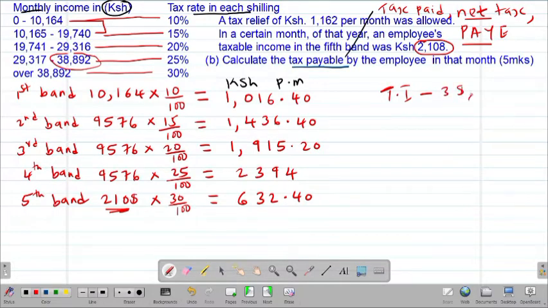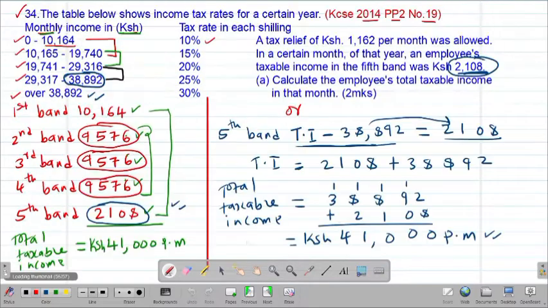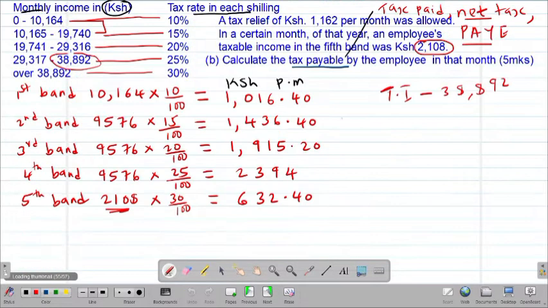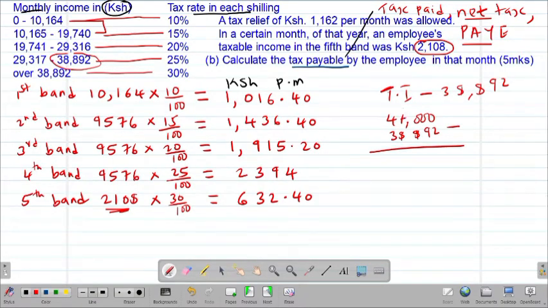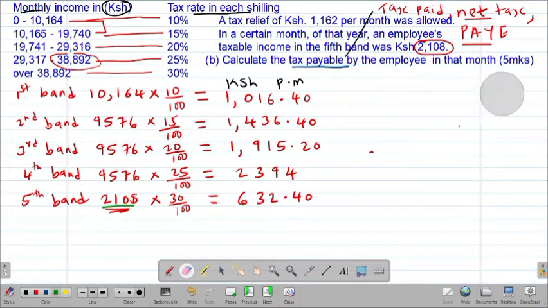38,892. Since we already have the taxable income, which was 41,000 shillings, it means that we are taking 41,000 shillings minus 38,892. You find the difference between these two. Of course, this will be 0. This is 9, 9, 10. So this is going to give us 8. Then of course this will be 0. This will be 1. This is 3, carry 1. This will be 2. So you can see we are still getting the 2108, which is the same amount that we were given on the question.